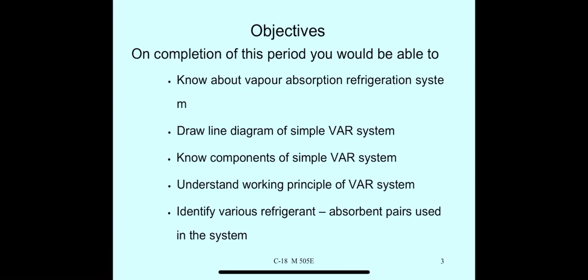We will also identify various refrigerant-absorbent pairs used in the system. So we can know about the line diagram, components, working principle of the vapor absorption refrigeration system, and the absorbent pairs used in the systems.